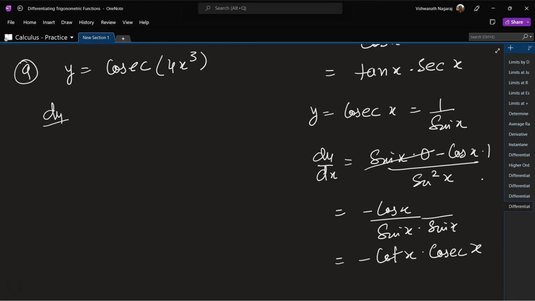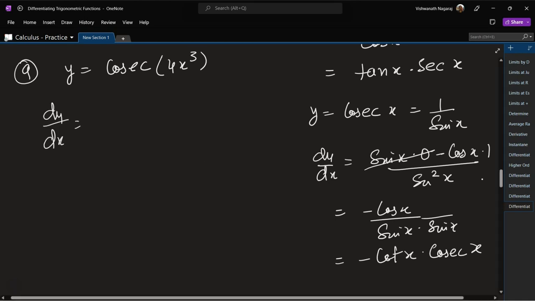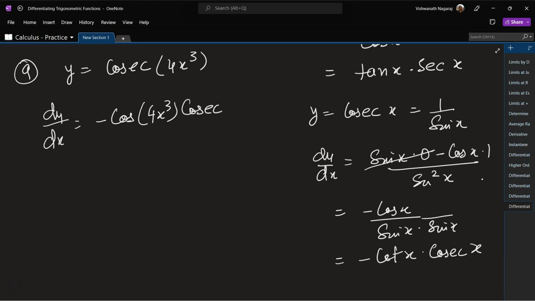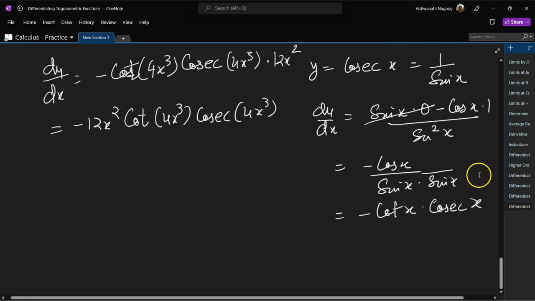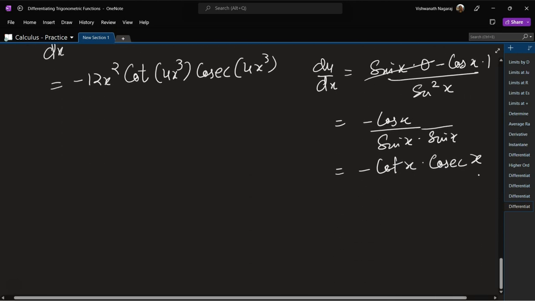So which means now the dy by dx here is going to be minus cot 4x cube times cosec 4x cube times 12x square. So the derivative is minus 12x square times cot 4x cube cosec 4x. So that was the ninth one.